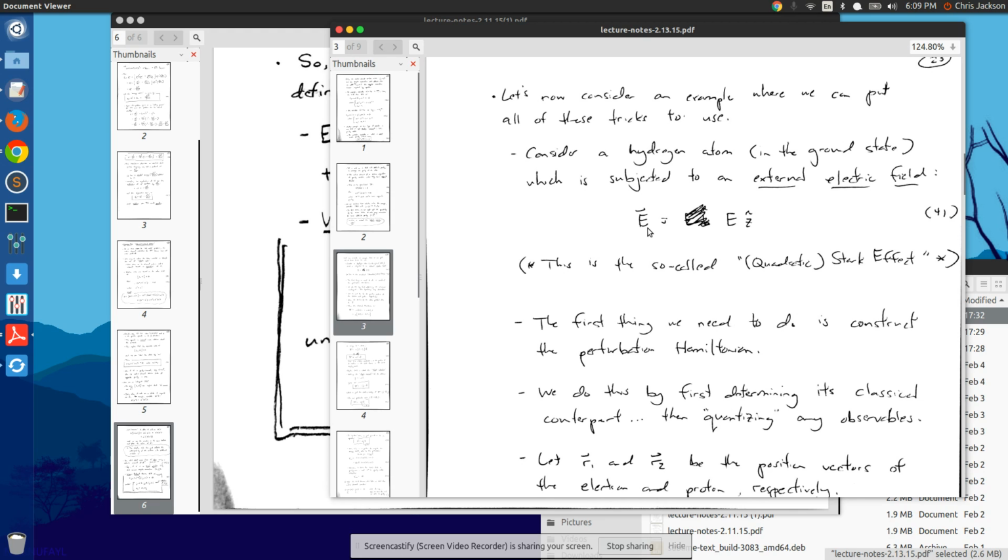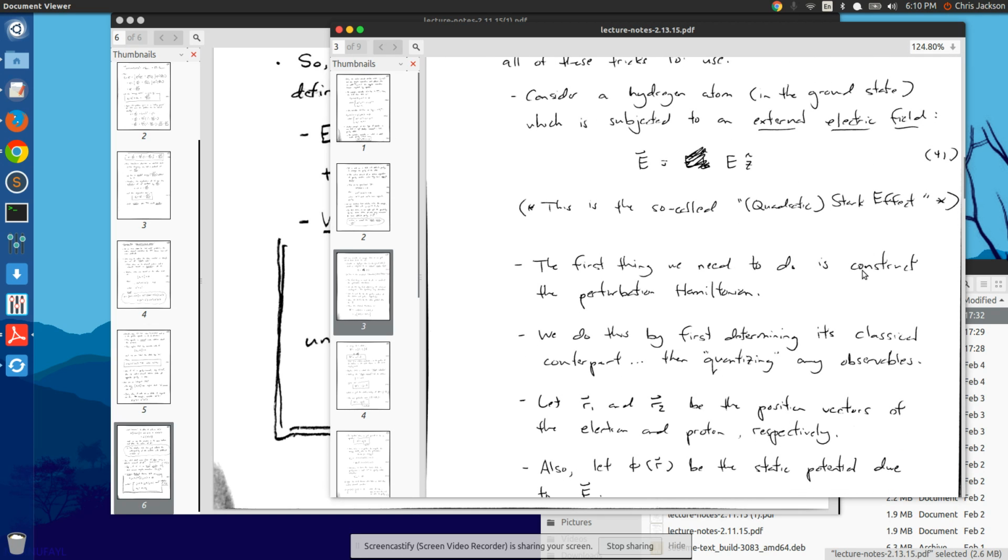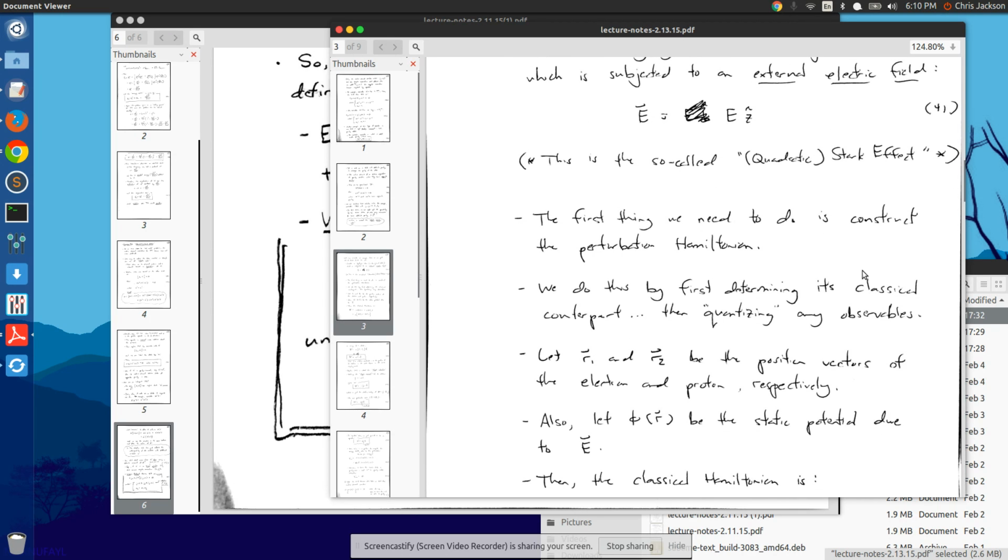What we'll see is, it's kind of a generalized Stark effect, and we'll see why it's called the quadratic Stark effect in just a little bit. So the first thing we have to do is construct the perturbation Hamiltonian. Instead of just pulling it out of the hat, I thought I'd take just a couple minutes to remind you how we construct Hamiltonians in quantum mechanics.